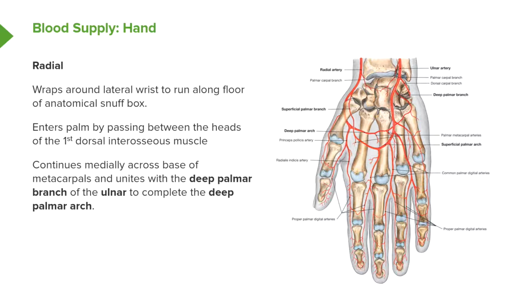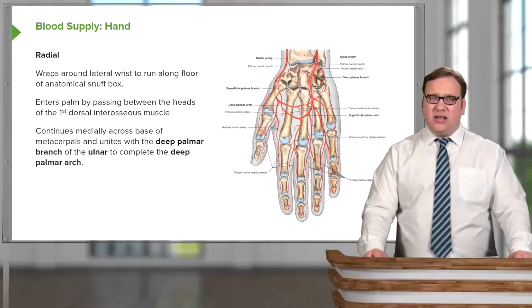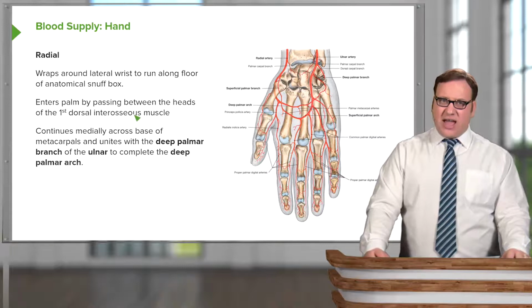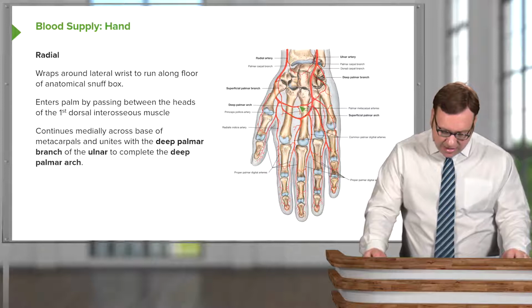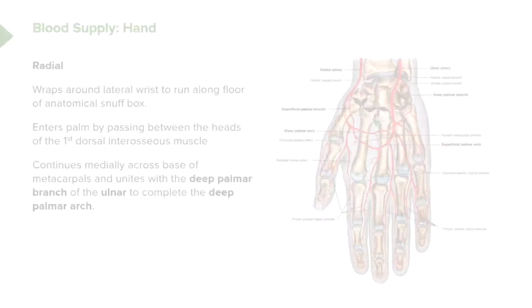If we look at the radial artery, it wraps around the lateral aspect of the wrist and it runs along the floor of the anatomical snuffbox. So we can see the radial artery here. It's then going laterally within the anatomical snuffbox, and then it's passing between the heads of the first dorsal interosseous muscle. It then passes into the palm of the hand by going through the heads of the first dorsal interosseous muscle. It continues medially across the base of the metacarpals. We can see the base of the metacarpals here.